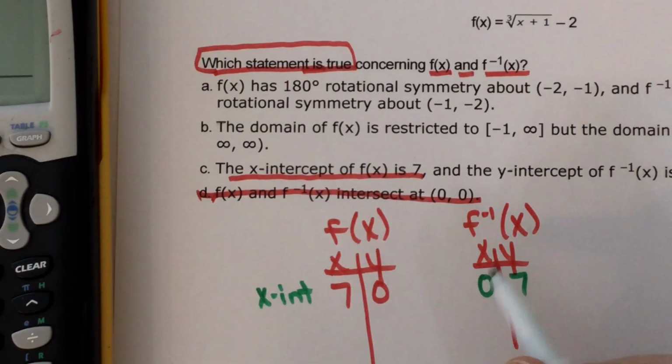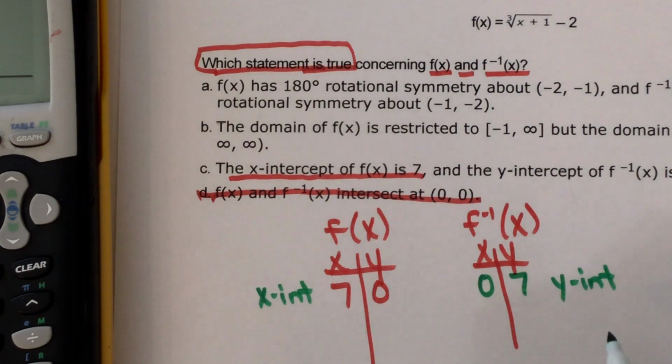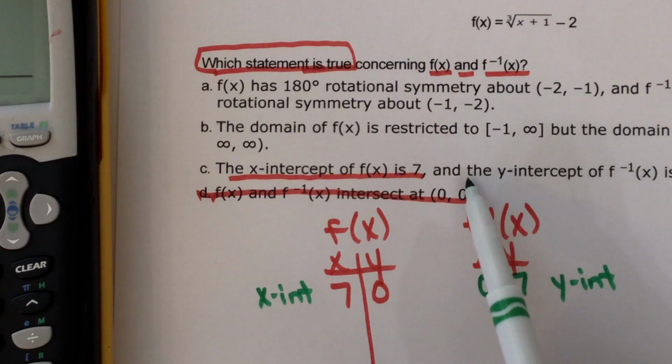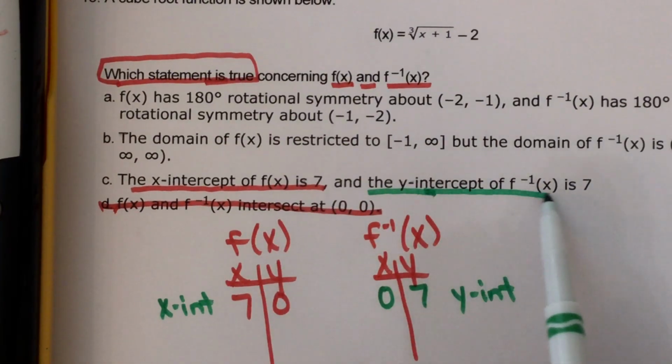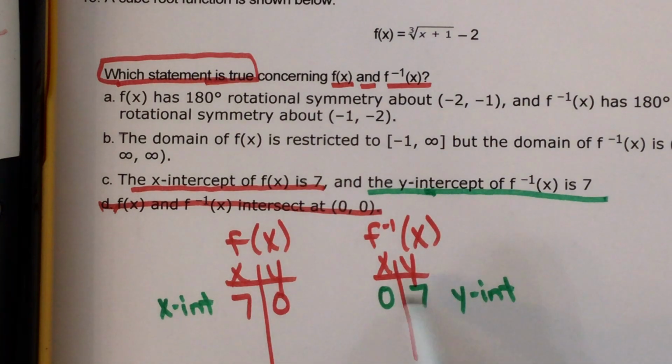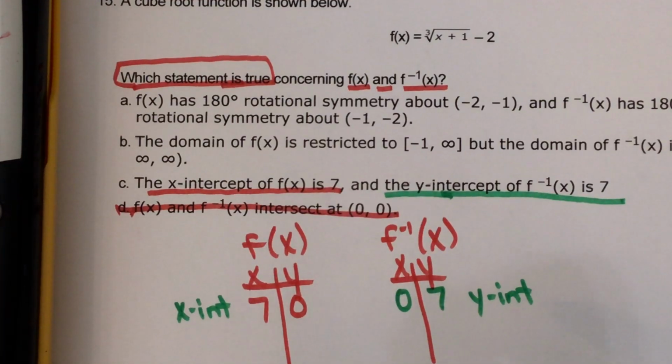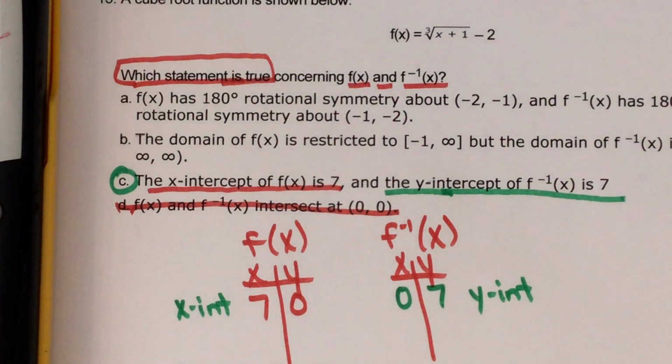But when the x is 0, that's a y-intercept. So that means if I graph the inverse, the y-intercept will be 0, 7. And let's look at what this says. The y-intercept of the inverse is 7. And yeah, the y-intercept of the inverse is 7. So that's my answer. It wanted to know which statement was true, and that statement is clearly true. So I don't even need to look at A and B. All right, moving on.